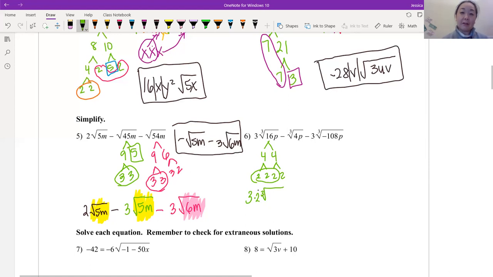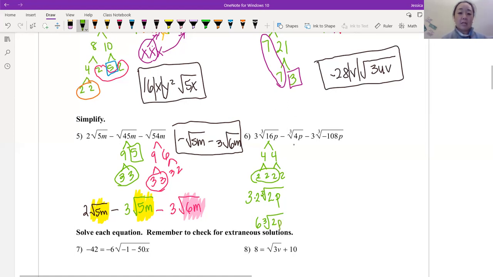We got a group here of 2s, and then we have 1 left over, so that's going to stay inside. And again, this P is not useful. We're just going to leave it there because it's not a perfect cube. So beneath that, I'm just going to simplify. So it's going to be 6 cube root of 2p.